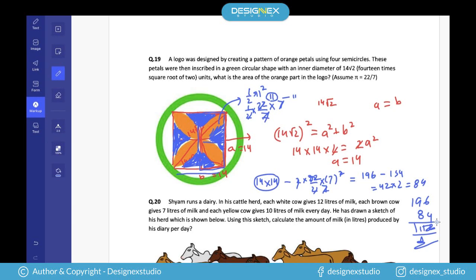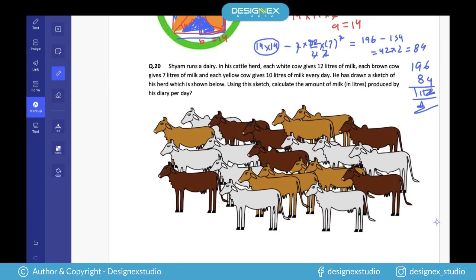Yeah, pretty easy. Okay, last question. So you have to calculate the amount of milk produced by the dairy per day. So this observation was important, if I can see the place where the milk is being taken from, but this will not be calculated. It doesn't give milk. It gives milk, gives milk, gives milk, doesn't give milk.